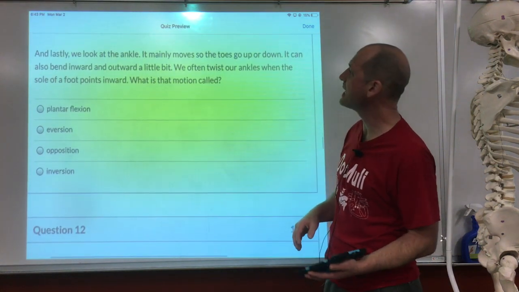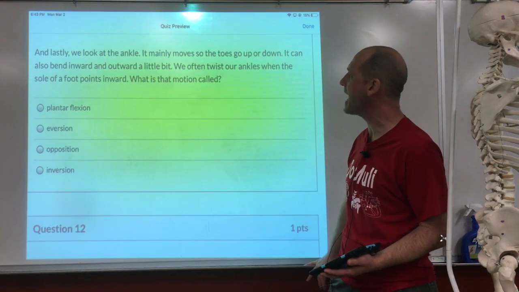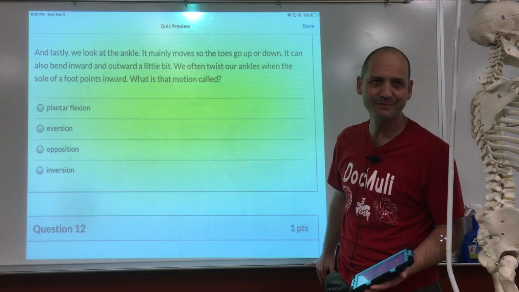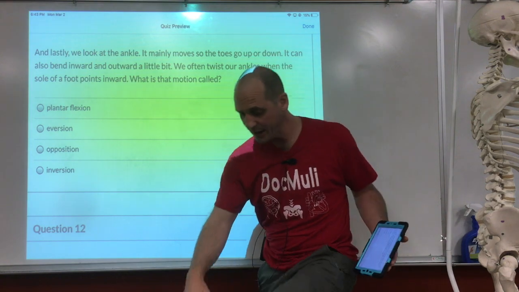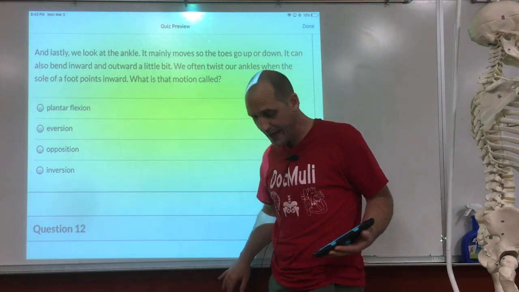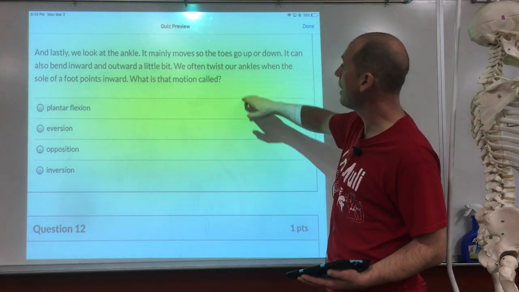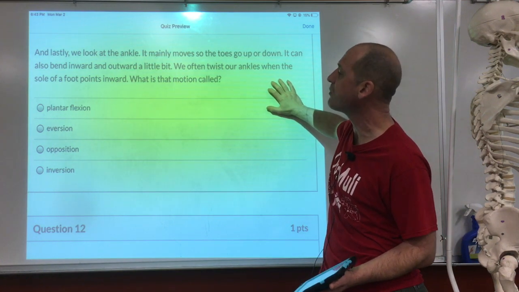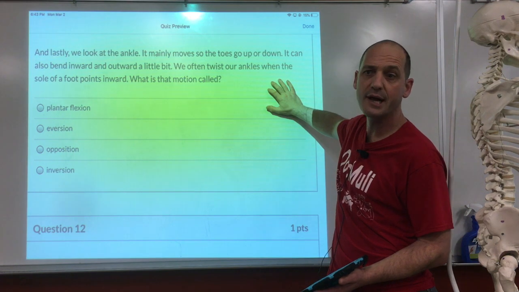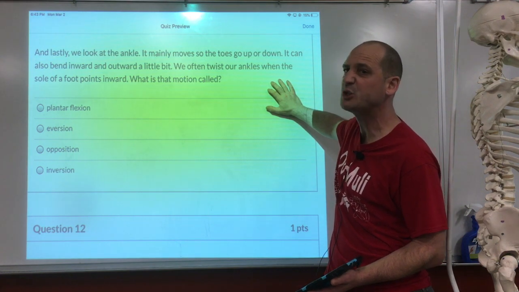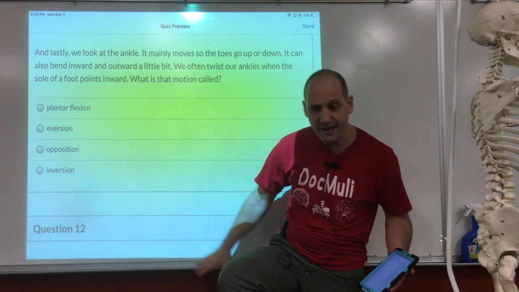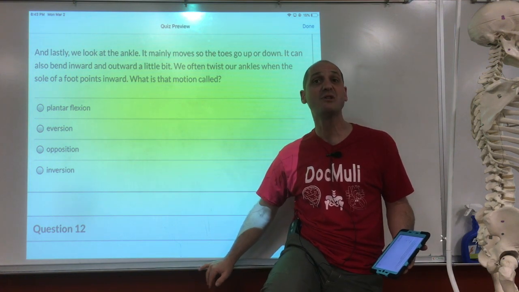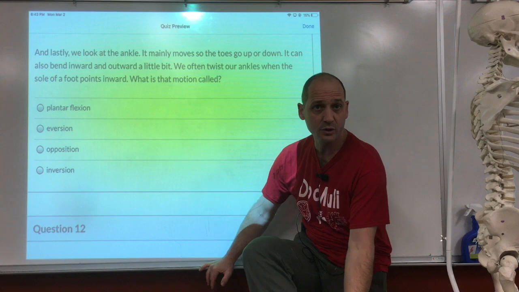And lastly, we look at the ankle. The main motions are toes up and down. It also bends inward and outward a little bit. That's how you twist an ankle, because these outer ligaments are not as strong. So you roll the ankle outward, or inward. We often twist our ankles when the sole of the foot points inward. What is that called? Inversion. So you get an inversion sprain when you roll the ankle. Eversion would be this way. Sometimes that happens, but the ligaments here are very strong, so they usually don't tear.